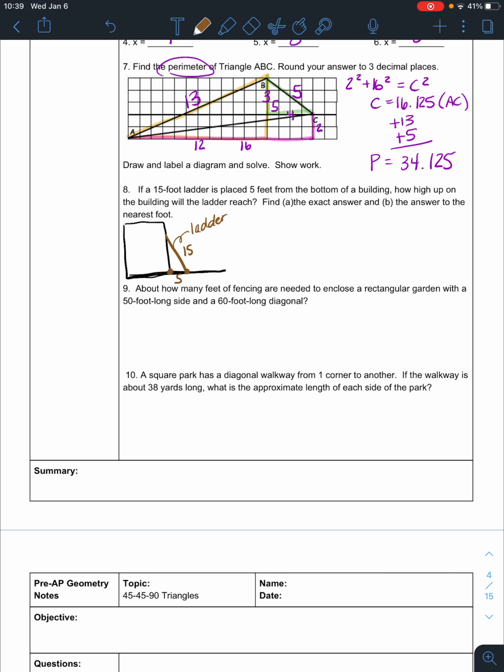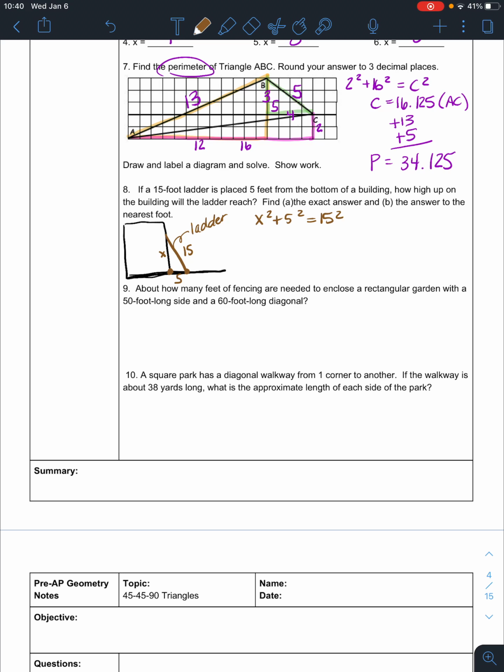How high up the building will the ladder reach? Now we know it has to be less than 15 because you're not going to set the ladder up straight against the building. That doesn't make any sense, and it would reach 15 feet if the ladder was flat against the wall. So we've got x squared plus 5 squared is equal to 15 squared.